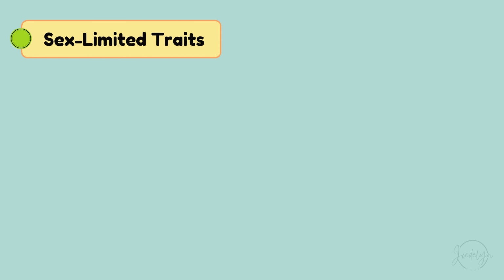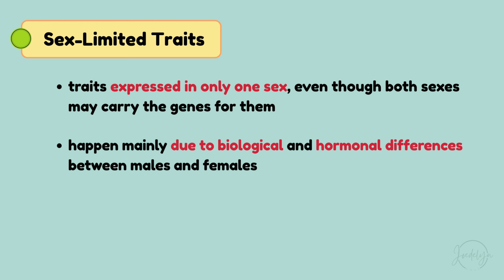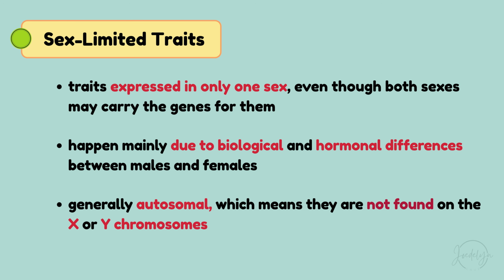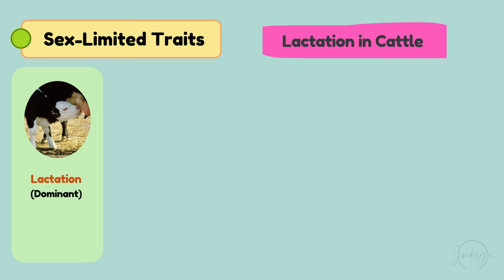Next up, sex-limited traits, which are traits expressed in only one sex, even though both sexes may carry the genes for them. Sex-limited traits happen mainly due to biological and hormonal differences between males and females. These traits are generally autosomal, which means they are not found on the X or Y chromosomes. A great example is lactation in cattle. Lactation is dominant, while non-lactation is recessive.